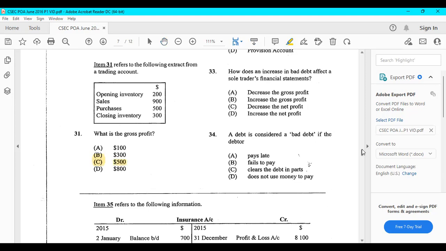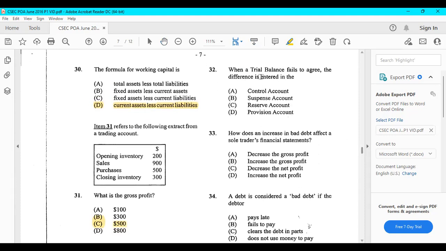Item 32, where's that one? When a trial balance fails to agree, the difference is entered in definitely the suspense account. Suspense account, nothing else there makes sense.